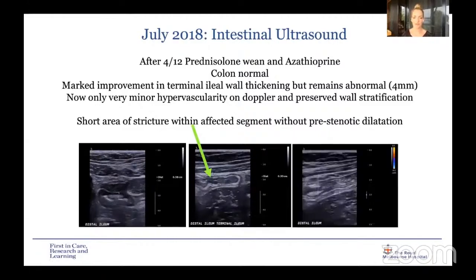So as you can see, ultrasound has demonstrated she's had a very good treatment response, and then we can continue monitoring her with the ultrasound every 6 months to confirm deep healing.